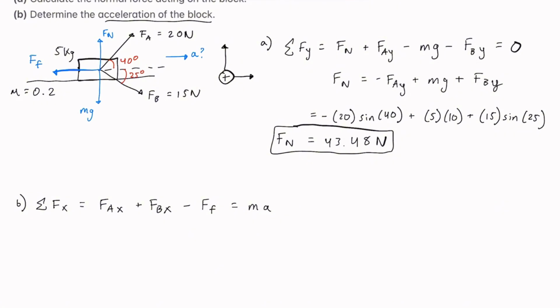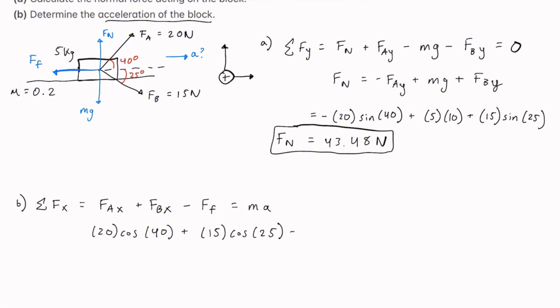Now, like we did in part A for finding the y component of force A with sine, we're going to use cosine in the x direction. So we multiply our magnitude of Fa, which is 20, times cosine of 40. Same thing for Fbx. We have our magnitude 15 times cosine 25.